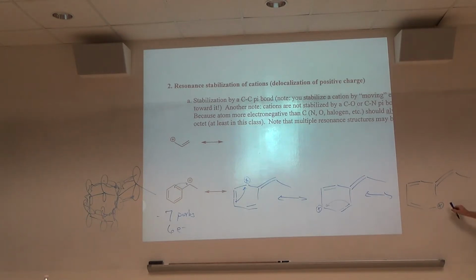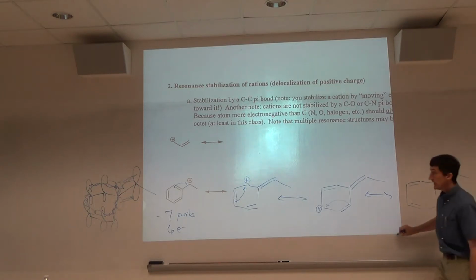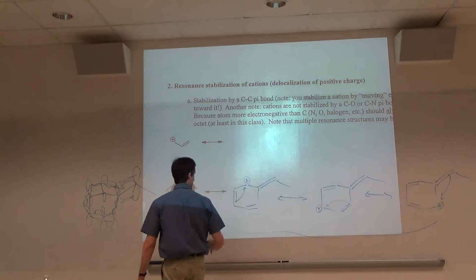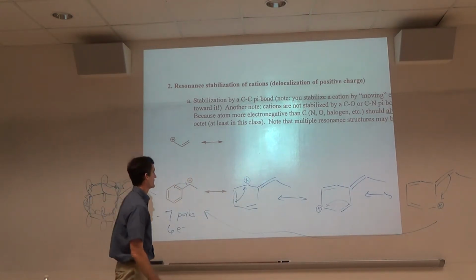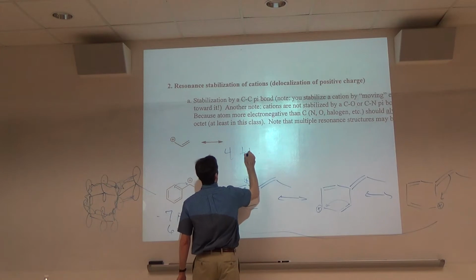All right, what can we do now? Well, we could go boop. And if we brought that down, what would we get back? We go back to the original. How many total resonance structures? 4.